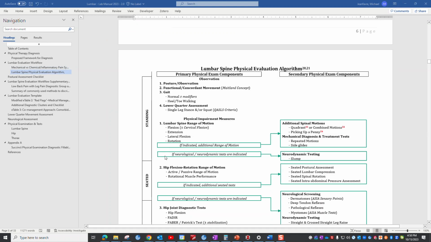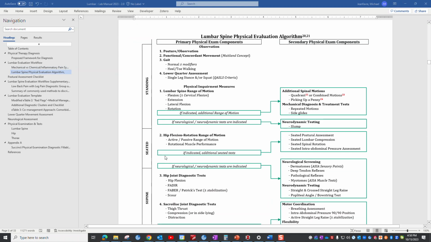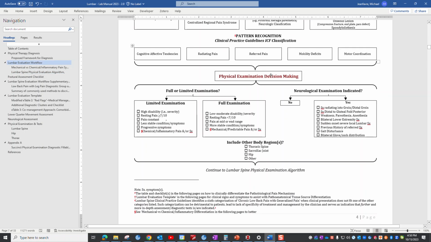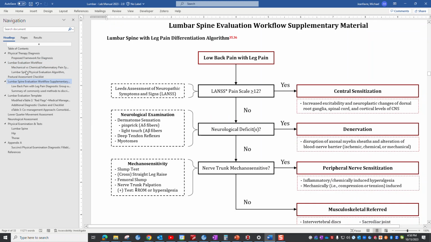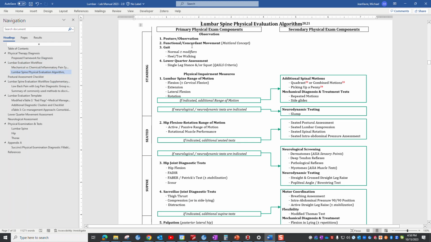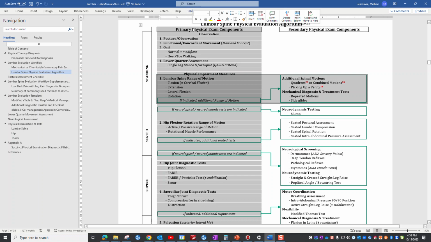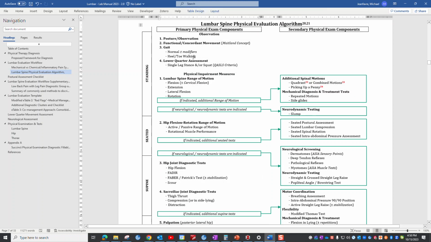The next is the lumbar spine physical examination algorithm. So this is really just breaking out what is that lower half within the workflow. So if we jump back for a moment to the evaluation workflow, we're now breaking this out. What does that entail? And that's what you see here with the algorithm. So you're going to run your primary physical examination component, and then based off indication or additional findings, then you would jump to your secondary.